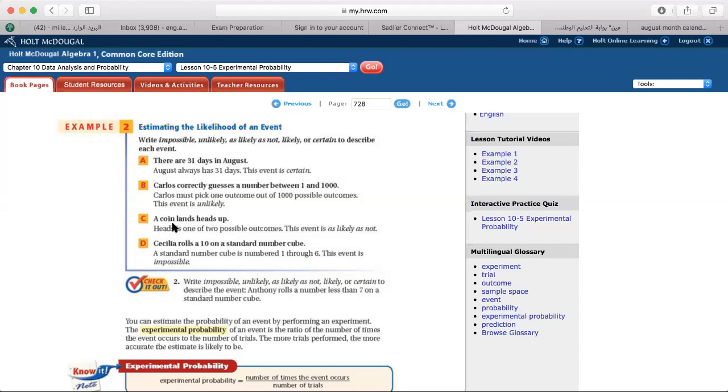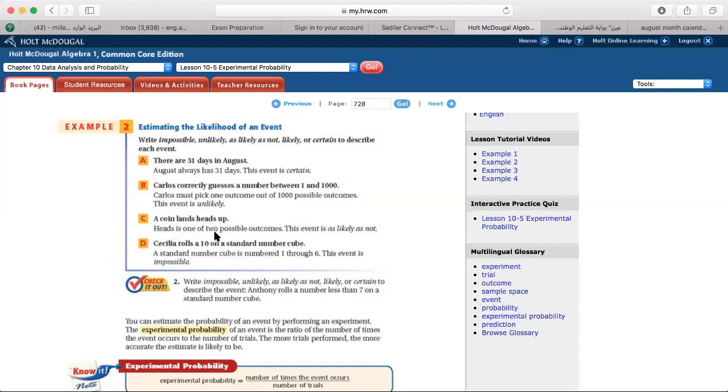C. A coin lands heads up. A coin has head and tail. So it has only two choices, head or tail. So if I toss it, I will get head or I will get tail. So it is 50-50 to get head or to get tail because I have only two choices. So when it is 50-50, I will say it is as likely as not. As likely as not. When it is 50%, it is called as likely as not.